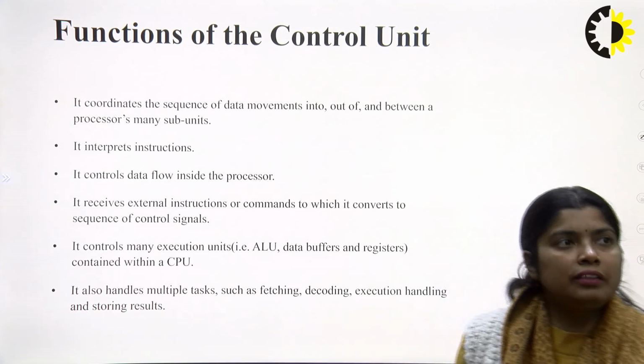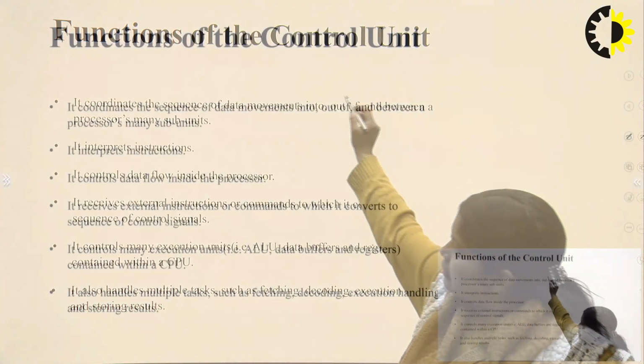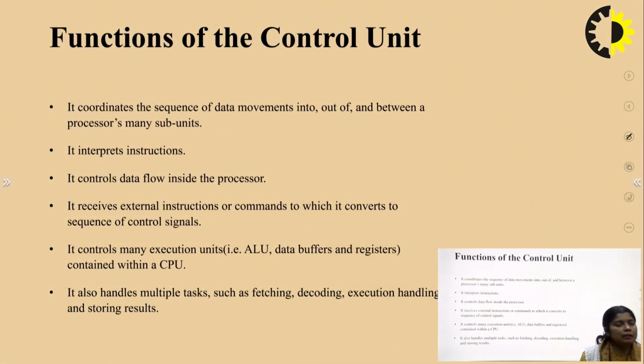These are the functions of the control unit. The first thing is that it interprets the instructions and coordinates the sequence of whatever input and output communication is going on. Actually, the control signal is 0 or 1. If the control signal is 0, the communication is not going to take place. 0 is disable and 1 is enable. Whatever communication takes place, the control signal should be 1.